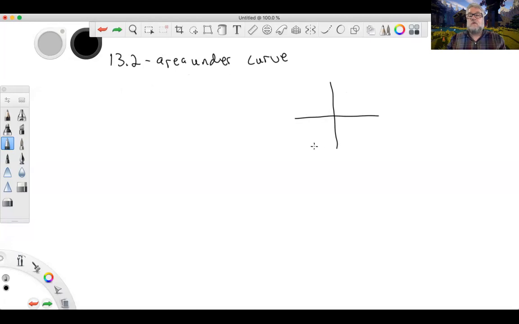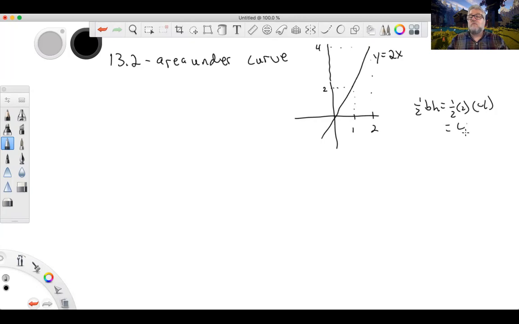I want to go right through 0. There we go. So if I have y equals 2x, and I want to find the area underneath this from 0 to 2. So here we're at 2, and up here we're at 4, right? Well, I know this is a triangle, so I can just do 1/2 base times height. So 1/2, the base is 2, the height is 4, so that would just be 4. So this is really the answer I'm looking for.